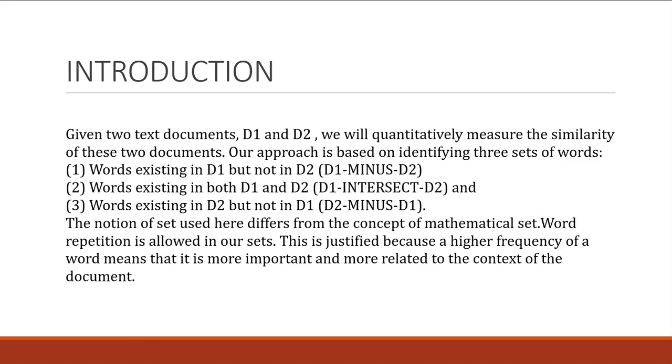Given the two text documents, D1 and D2, we will quantitatively measure the similarity of these two documents. Our approach will be done on identifying three sets of words. Like I said, first, D1 minus D2, which is basically words existing in D1 but not in D2. Second is D1 intersection D2, words existing in both D1 and D2. Third is words existing in D2 but not in D1, which is D2 minus D1.